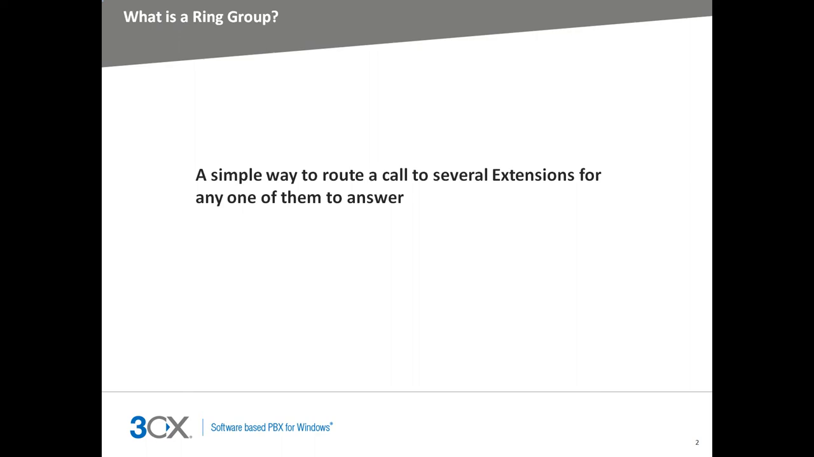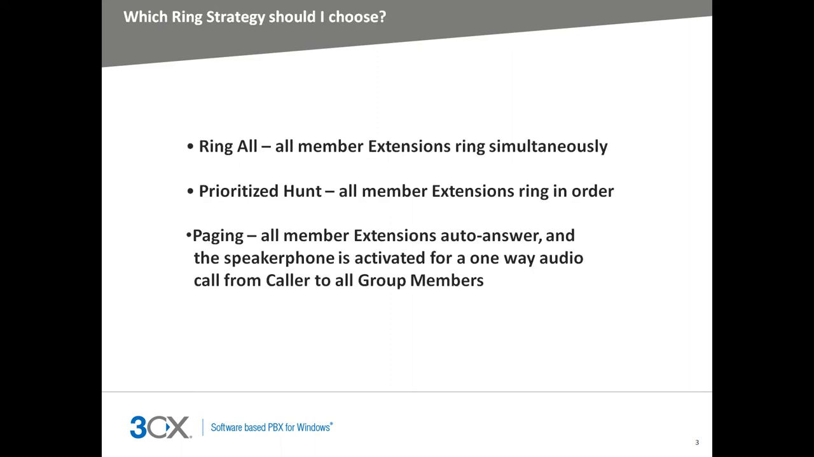A ring group is a simple way to route a call when any one of several users or extensions could answer the call. The first of the ring strategies is ring all, where all the members of the ring group are called simultaneously, and the first to answer the call will be connected to the caller. The second type of ring strategy is hunt, where all the members of the hunt group are called in order and the first to answer the call will be connected to the caller.